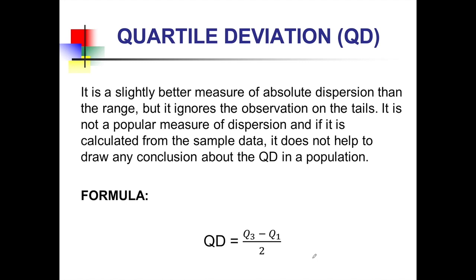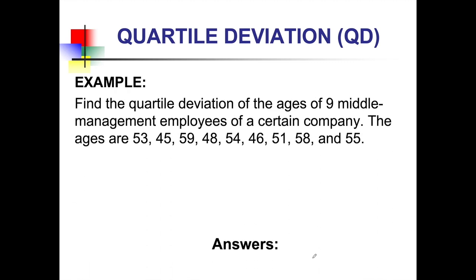So ito, kung kanina sa Midhinge, inadd natin sila tapos divide sa 2. Ito naman, minus natin sila tapos divide sa 2. Still, ang gamit natin is Q3 and Q1. Pareho pa rin tayo ng ginagamit na problem. Q3 natin is 56.5, tapos ang Q1 natin is 47. For the formula of QD, again, QD is solved by having the difference of Q3 and Q1 divided by 2.